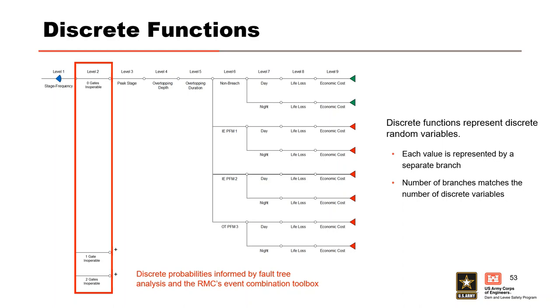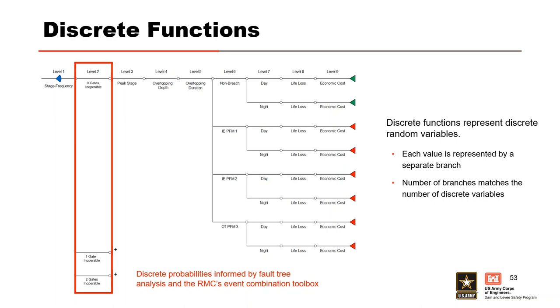In this example, the discrete random variable is Tainter gate inoperability for a spillway containing 2 Tainter gates. As such, 3 discrete function branches are required, with the branches representing 0 gates inoperable, 1 gate inoperable, and 2 gates inoperable. As with the continuous function, the probabilities of the discrete function branches emanating from a single discrete variable must sum to 1, making them mutually exclusive and collectively exhaustive.